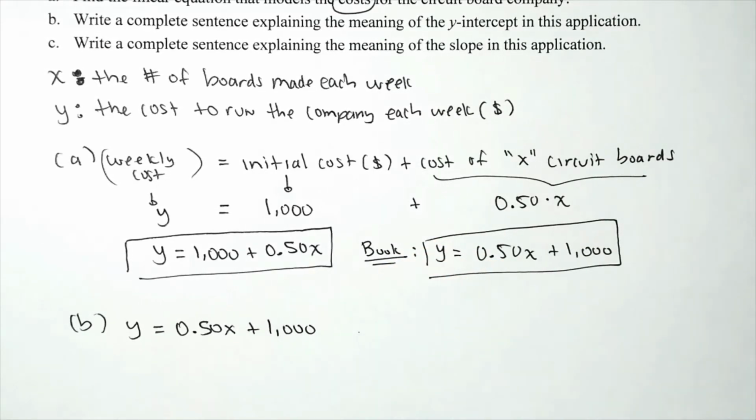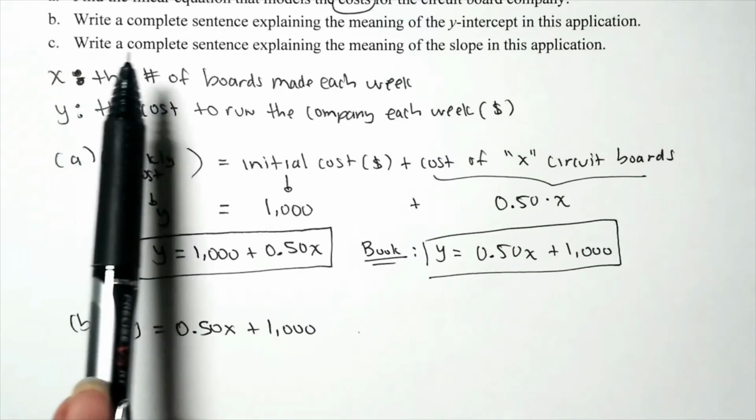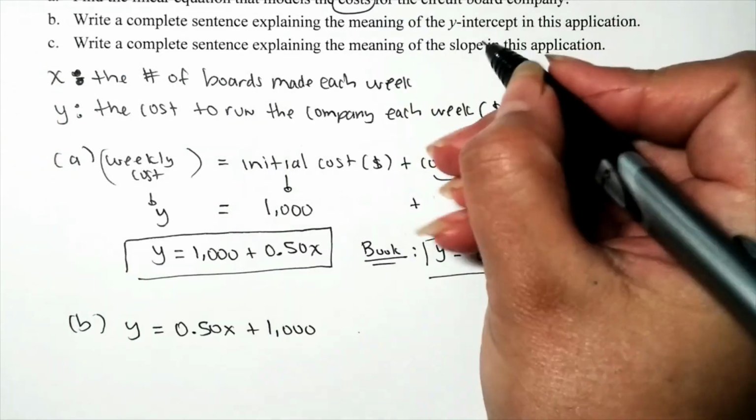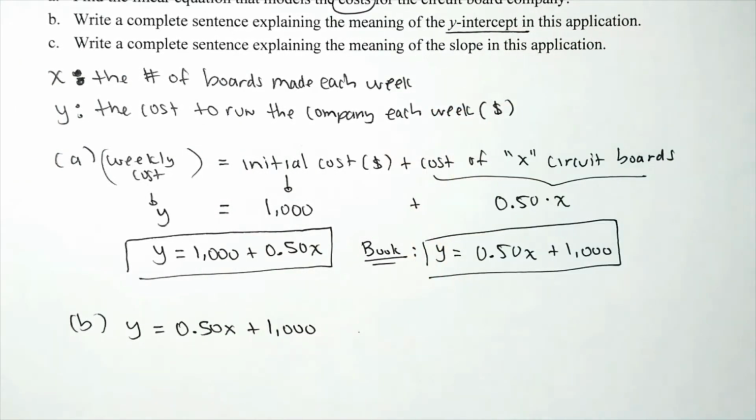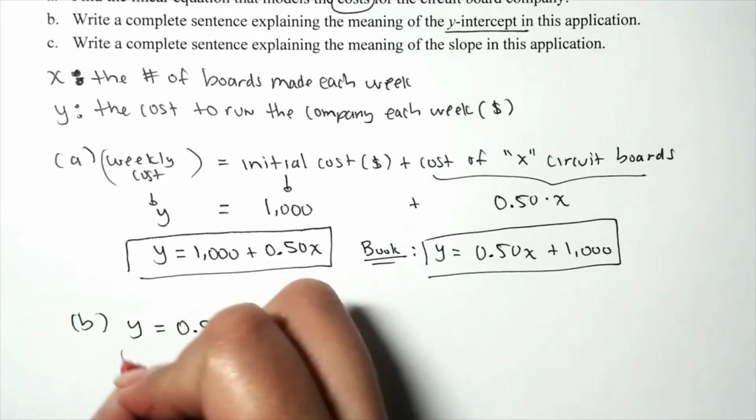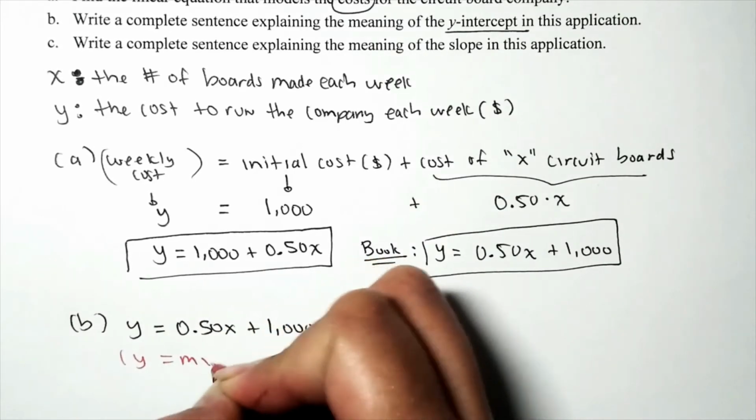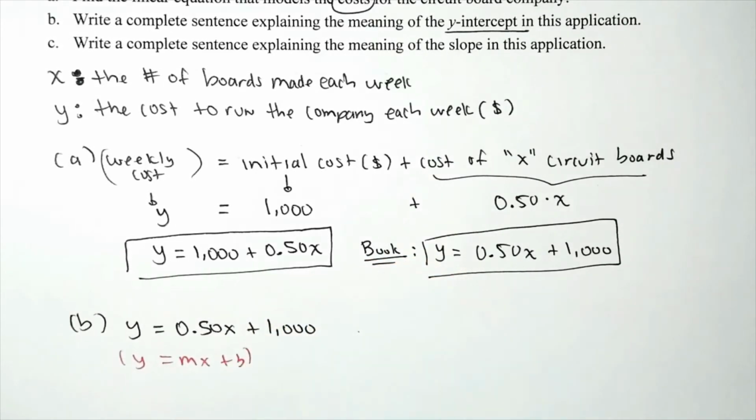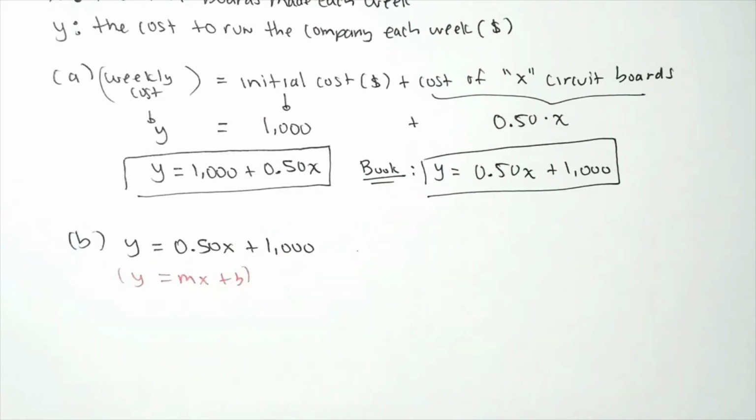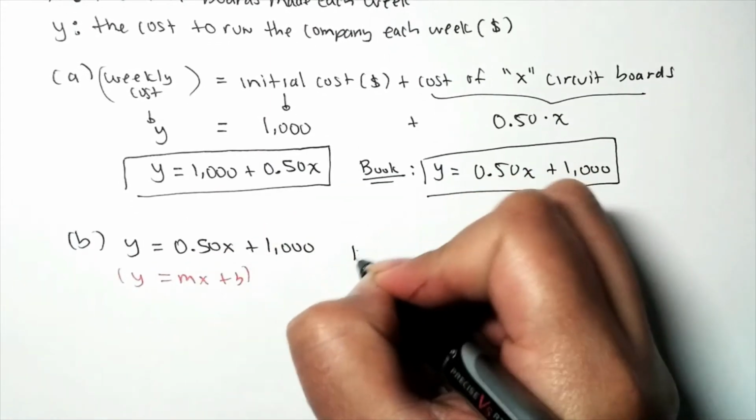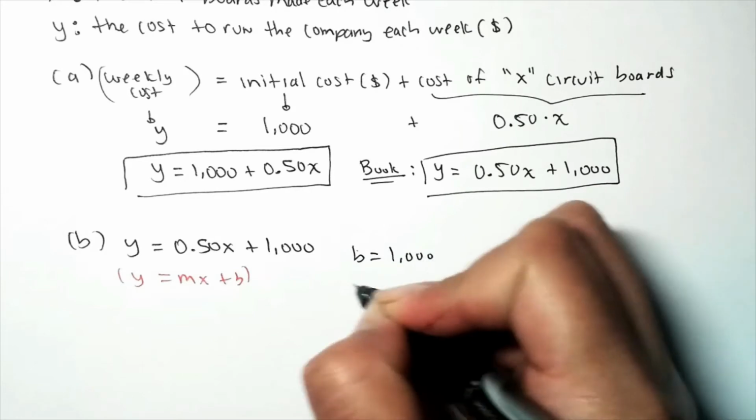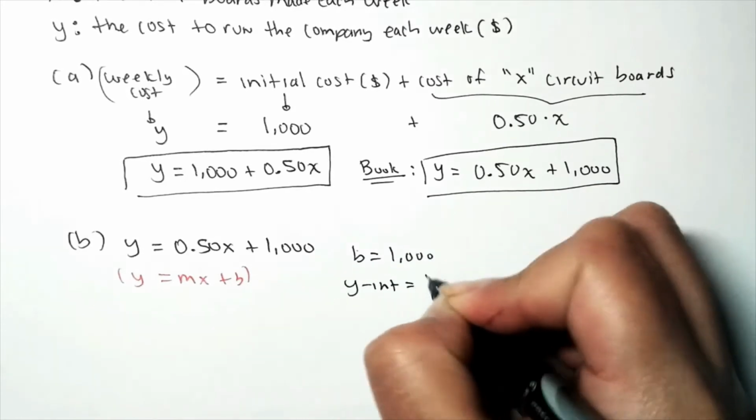Okay, so question B, write a complete sentence explaining the meaning of the Y-intercept in this application. So if I have to explain what the Y-intercept is, then I need to have a clear idea of what the Y-intercept is. Bear in mind that this is in slope-intercept form. Y equals mx plus b. So in this case, the Y-intercept is 1,000. Y-intercept equals 1,000.